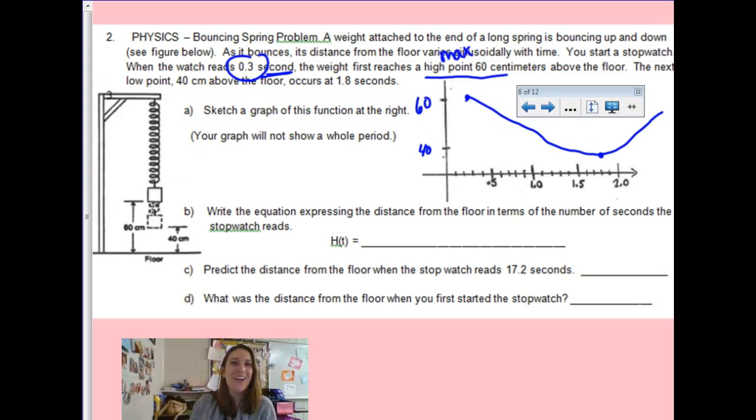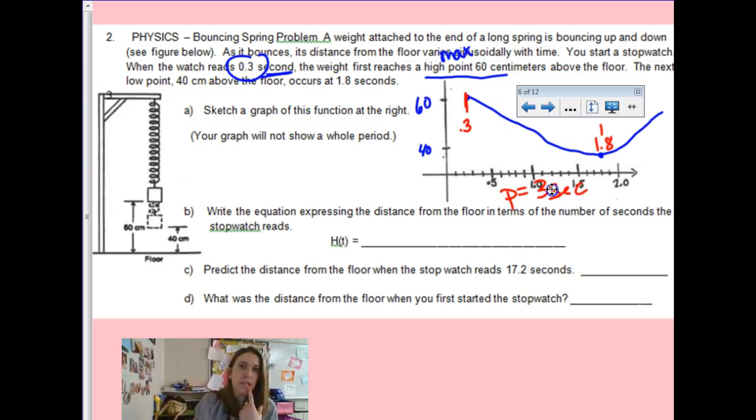Okay, so we have a cosine graph that's been phase shifted to the right. It's been stretched out quite a bit here. But if we think about what that means for the period, think about how long it took for the graph to go from here to here. This is 0.3 seconds, and this is 1.8 seconds. So that's a distance of 1.5, but that's only half the cycle. So the period is actually 3 seconds long.